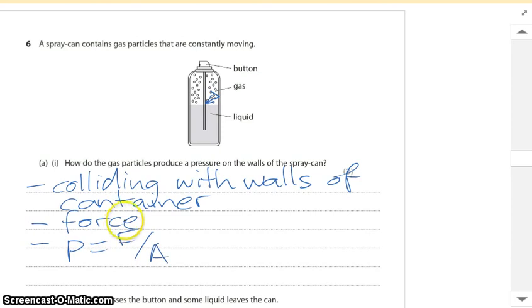and you've got a surface area, which is the internal surface area of the can, then because of that you've got a pressure. But it's not enough just to say it collides with the walls of the container and therefore you get a pressure. You've got to mention the force and you've got to mention the surface area.